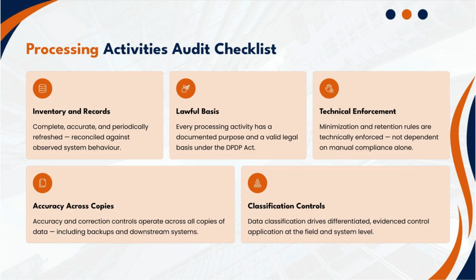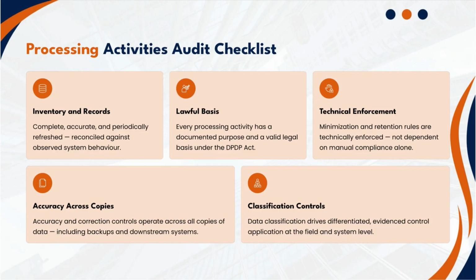For purpose, work backwards. Start with actual processing. Ask what purpose was stated. Watch for hesitation. For minimization, take any form, list every field, and ask for each one, show me the last time you used this. For retention, skip the policy entirely. Ask for deletion evidence, a log, a date, a count. Then ask about backups and watch what happens.